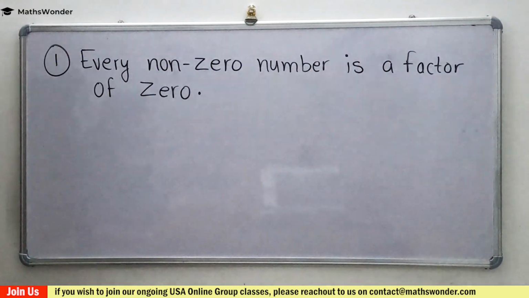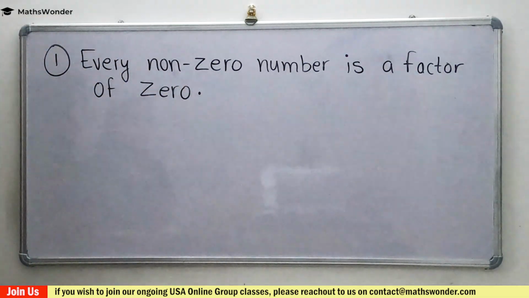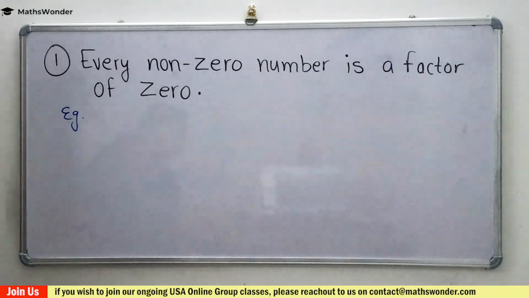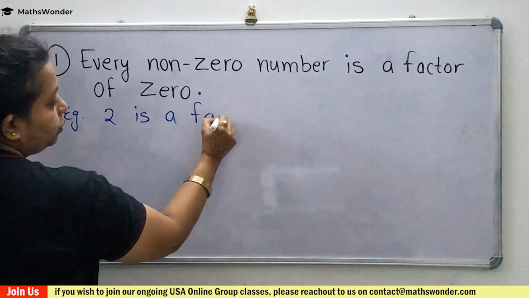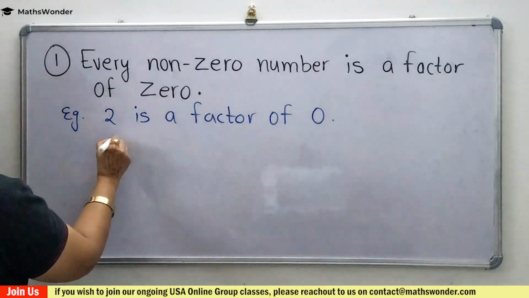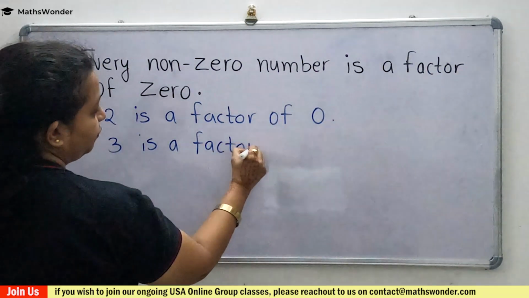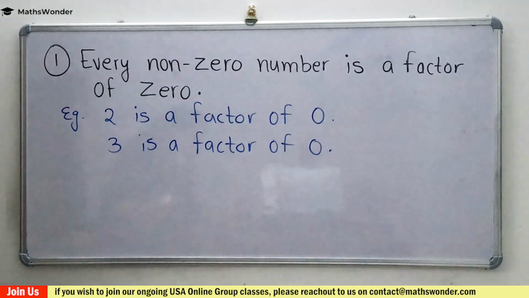This is a very important concept based on factors. Every non-zero number is a factor of 0. For example, 2 is a factor of 0. 3 is a factor of 0. What does this mean?